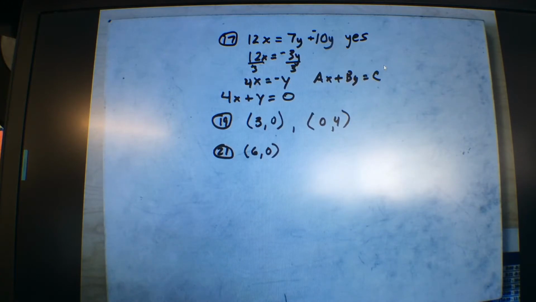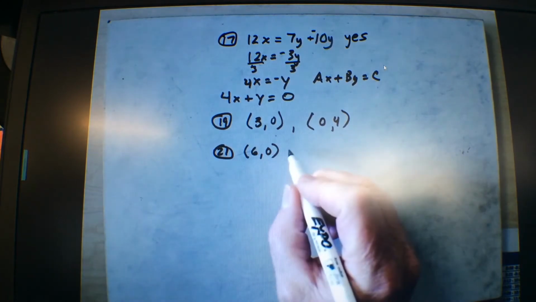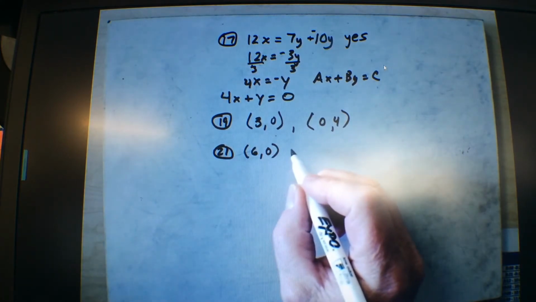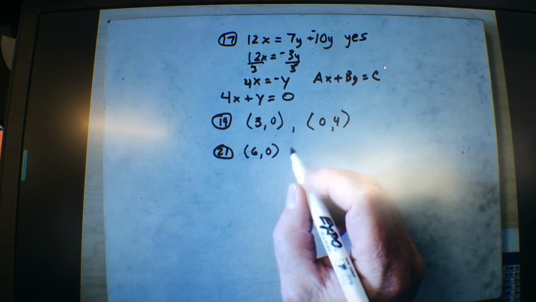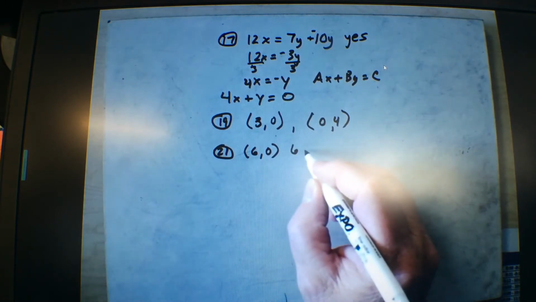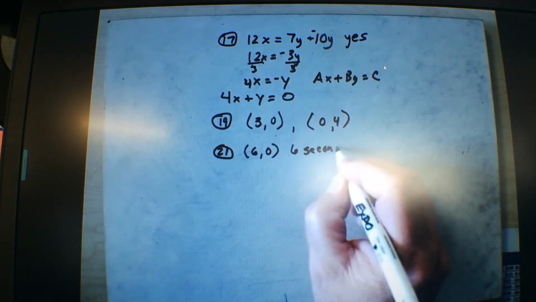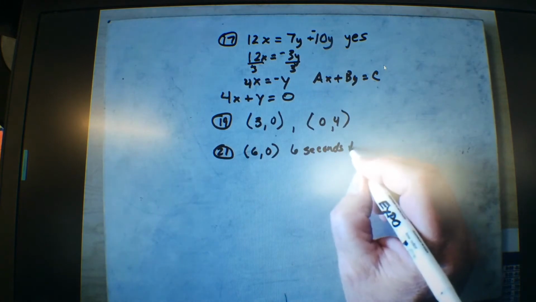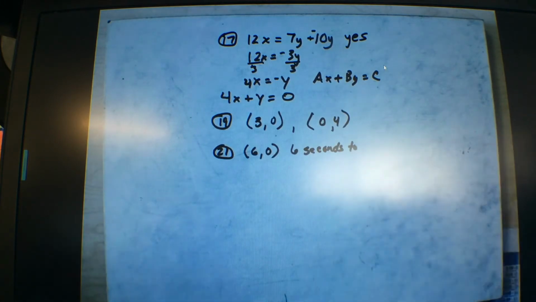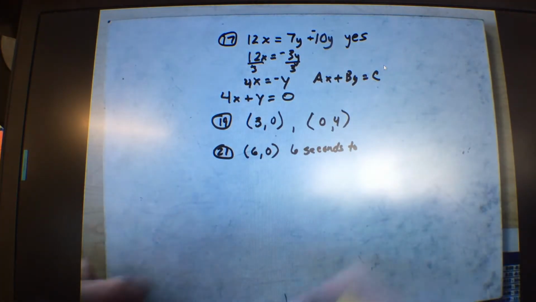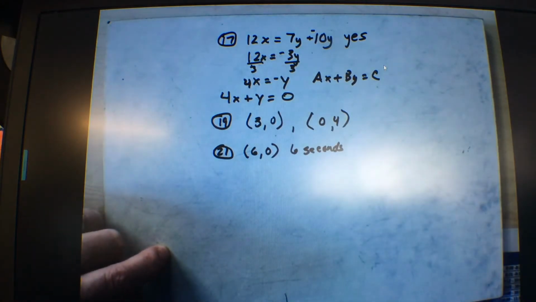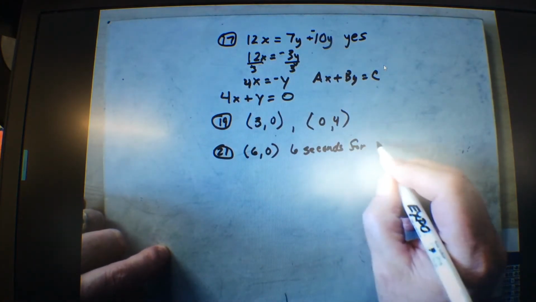What does that mean? Take a look at it. Ashley? 6 seconds. 6 seconds for what? It takes 6 seconds for the eagle to descend to where? From 20 feet to what? Yes, for the eagle to land, right? 6 seconds for the eagle to land, doesn't it?